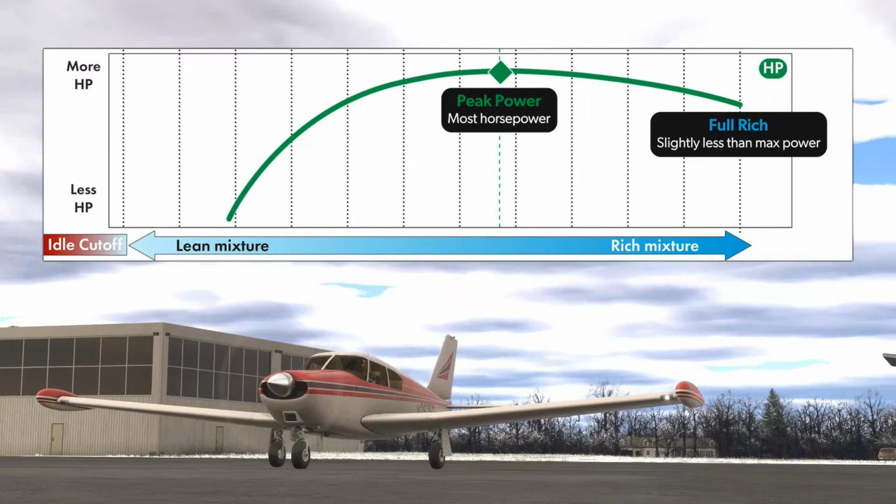Peak power is something that's easy to find if you have a fixed pitch propeller. You just lean in order to maximize the RPM. It's a little trickier if you have a constant speed propeller, but there are various techniques to do that.